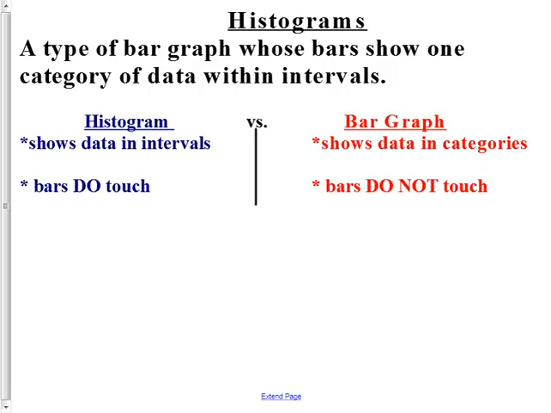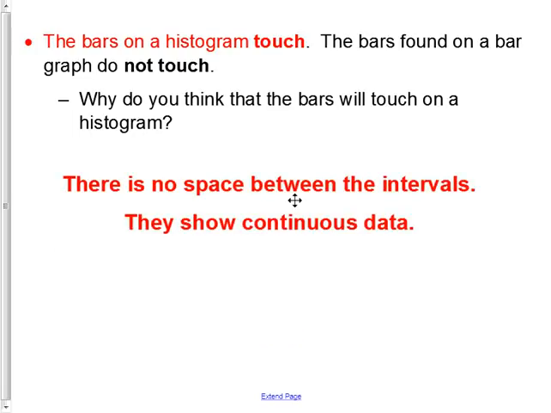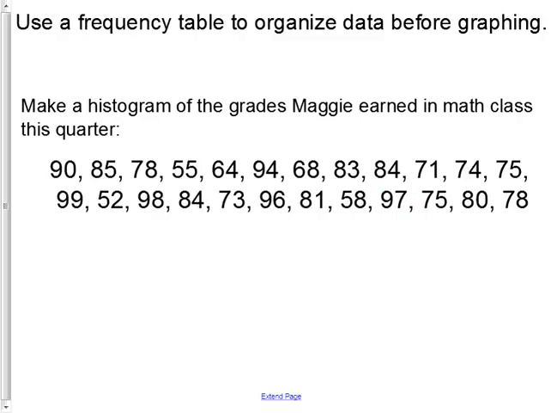So again, why is it that the bars on a bar graph do not touch, but the bars on a histogram do? Well, it's because on a histogram, there's no space between the intervals. They show continuous data. So let's look at an example of how we could make a histogram.